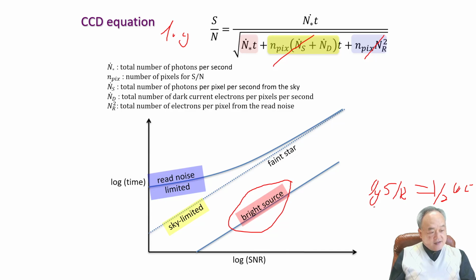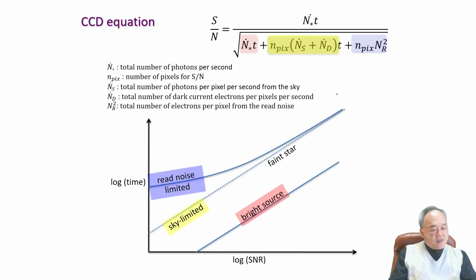Because the log signal to noise ratio is expressed on the x-axis, just by rearranging this, log of t is basically 2 log of signal to noise ratio. So the line in the log plot has a slope of 2. When we observe a bright source, the Poissonian noise is the only dominant term, and because of the steep slope, the signal to noise ratio picks up rapidly with the exposure time.